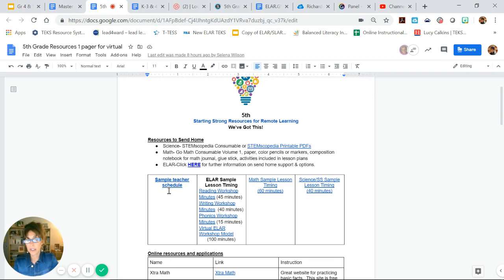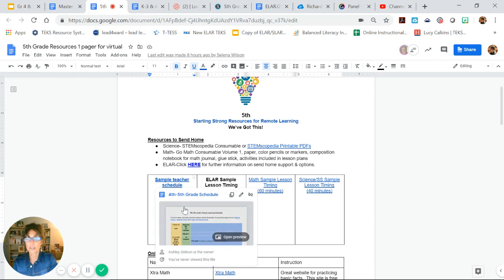Right here we have the virtual learning schedule. It's linked here. I know Kristen is going to share a little bit more with you with an example. So this is the actual schedule if you're looking for it.